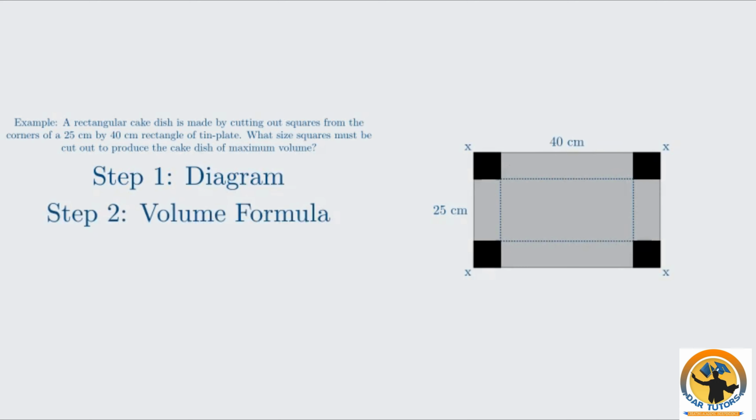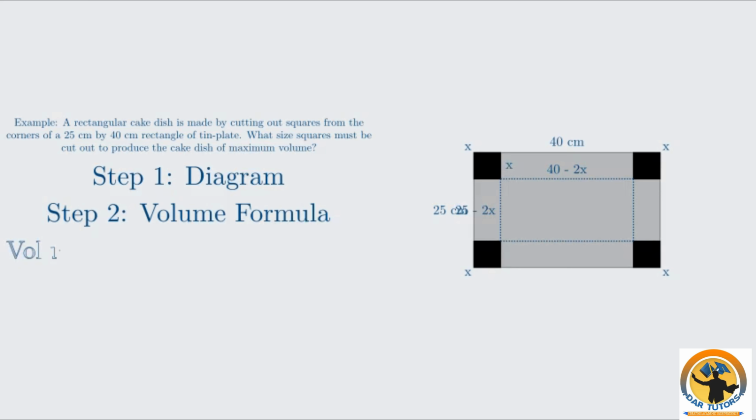Step 1. Draw a diagram. We have a rectangular sheet. We'll cut out squares of side length x from each corner. When we fold up the sides, x will become the height of the dish. Step 2. Construct the volume formula. The original length is 40 centimeters. After cutting out 2 squares of side x, the new length of the base will be 40 minus 2x. Similarly, the width will be 25 minus 2x. The height is x.